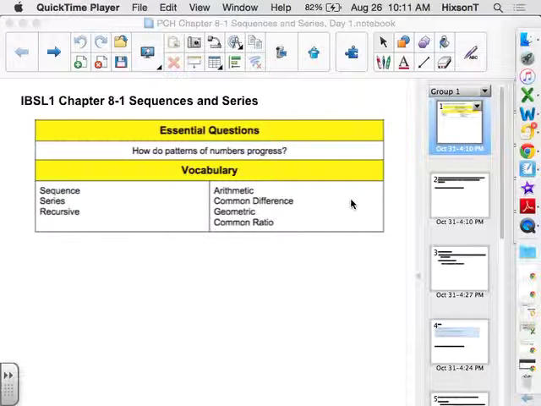As we had mentioned on Monday, we said that we were going to be addressing sequences and series first.